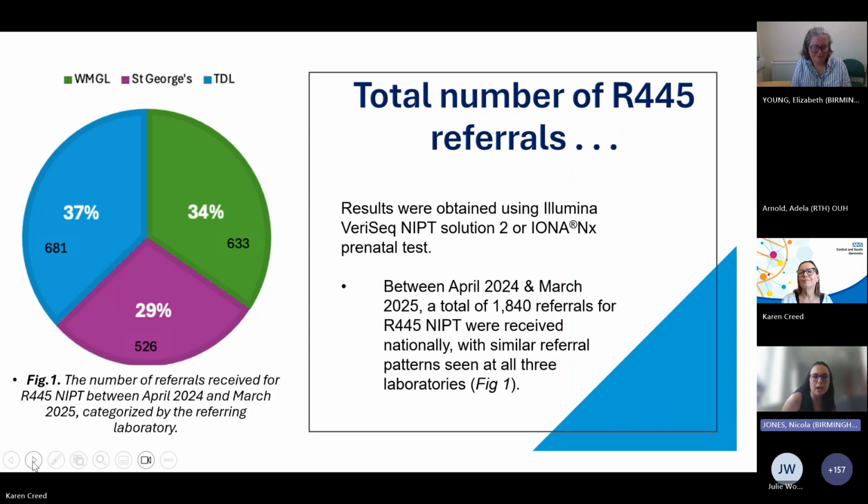As you can see, TDL Genetics received the most referrals at 681, closely followed by the West Midlands Genomics Laboratory, which received 633 referrals, and then lastly St George's, who received 526 referrals in total. All results were obtained using either the Illumina VeriSeq NIPT Solution v2 or the IONA prenatal test. Next slide, please.